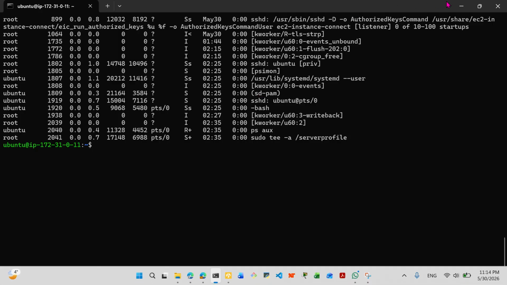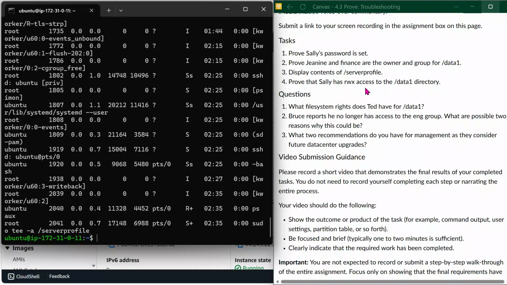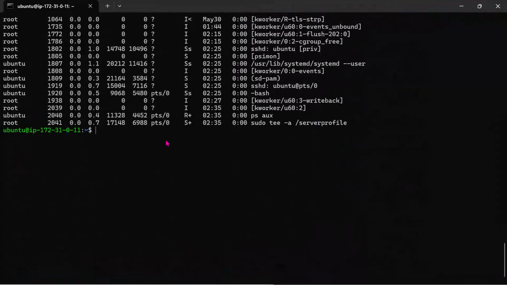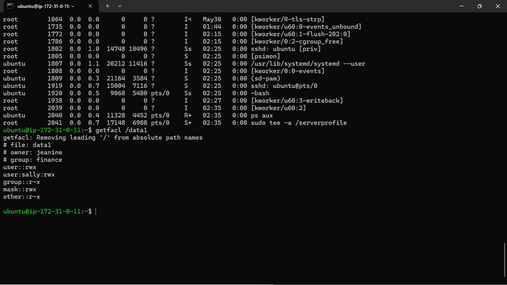And the last thing they asked me to do is to prove that Sally has the read, write, execute access for the data1 directory. To do that, I'm gonna type the command getfacl /data1. And as you can see, the owner is Janine. So Janine has the permission of read, write, execute. This is the owner Janine, and group. This group has this one too, has the permission, and the user has the read, write, execute permission.